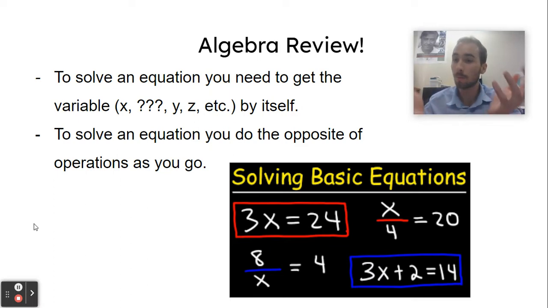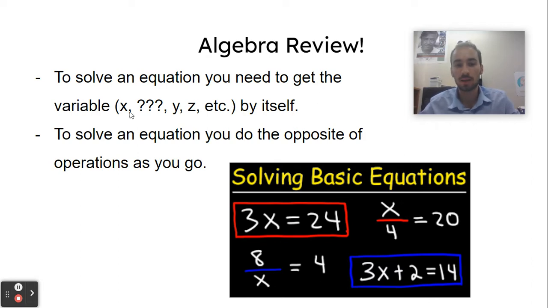Okay, so the whole idea of algebra is to solve an equation. And the reason why it's useful is because if there's something you don't know, but you know everything else, then you can rearrange the equation to give you the number that you don't know. So to represent an unknown, we use a variable. Variable means it can represent any number. So we usually use x because it's the least used letter in the alphabet.